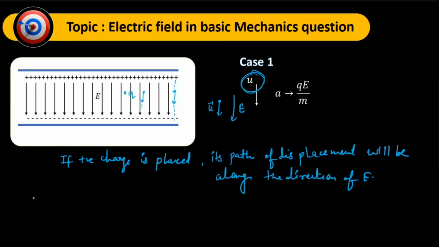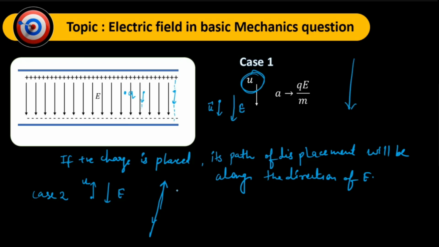The second case here, it can be that the electric field direction is this and the initial velocity direction is this. Then its path is going to be like that. First it goes here and then it comes back here. But in the very first case, it is supposed to go in the direction of the field only.